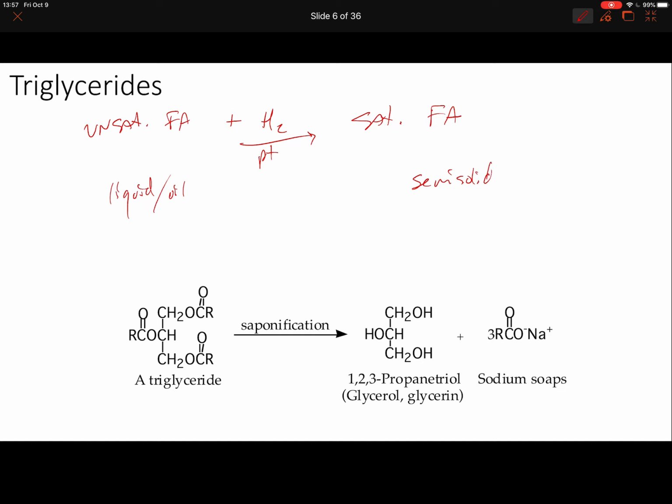And we do this for a variety of products. Fats like Crisco and Spry and others are oils that have been turned into fats. Margarine and other butter substitutes are often produced by partially hydrogenating polyunsaturated oils that you get from corn or cottonseed, peanut, soybean, and so on.